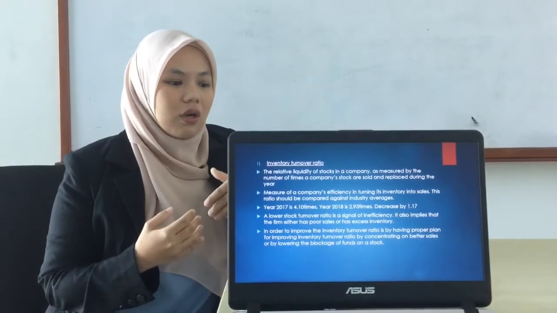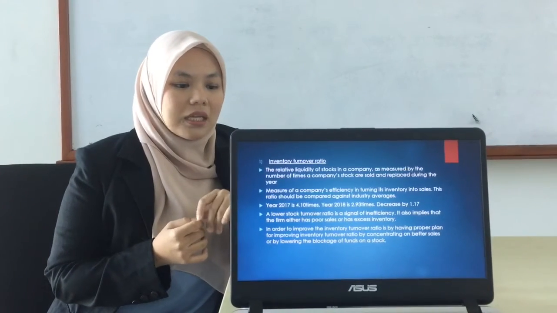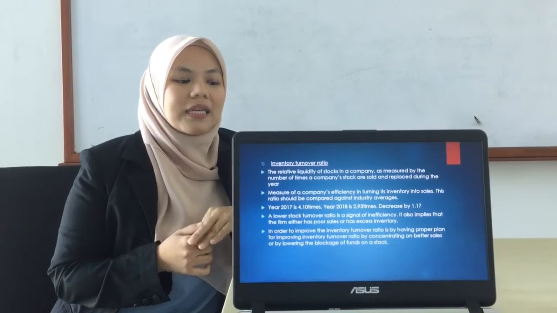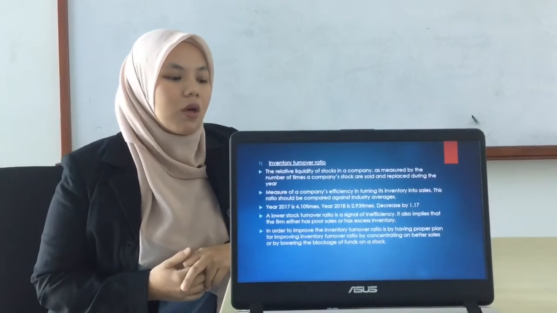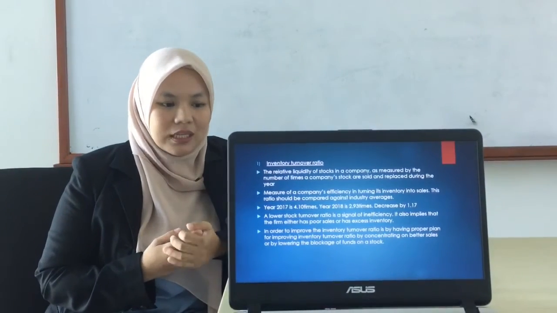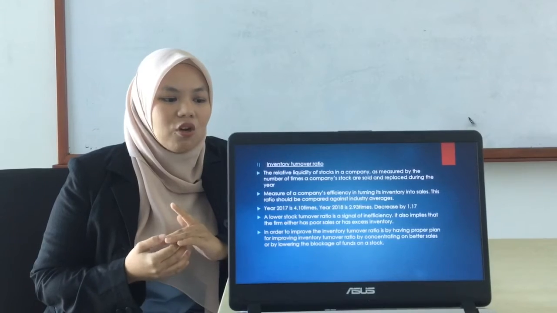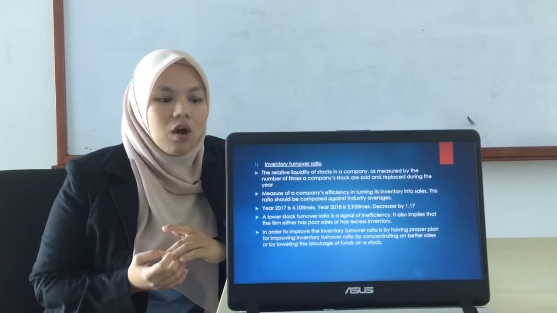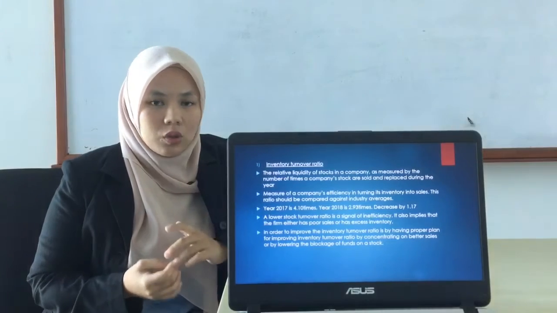A lower stock turnover ratio is a signal of inefficiency. It also implies that the firm either has poor sales or has excess inventory. In order to improve the inventory turnover ratio, the firm should have a proper plan, concentrating on better sales or on lowering the blockage of funds in stock.